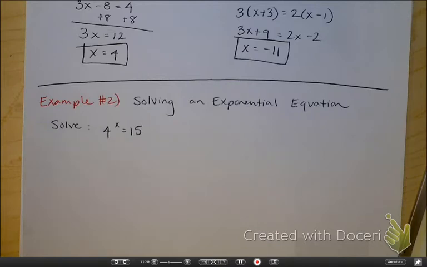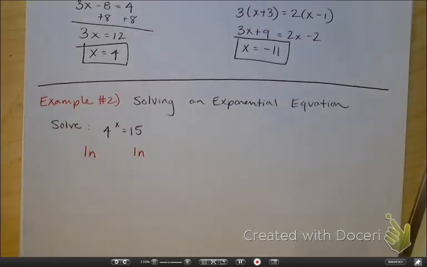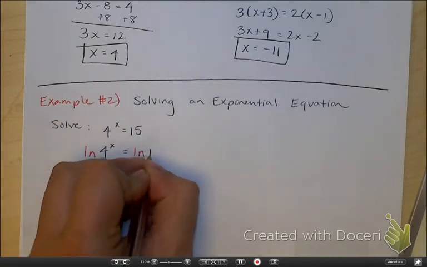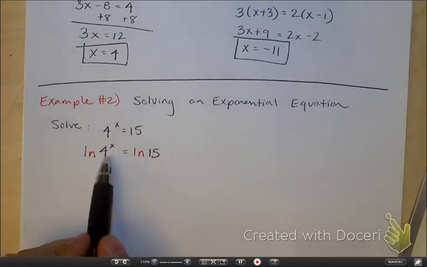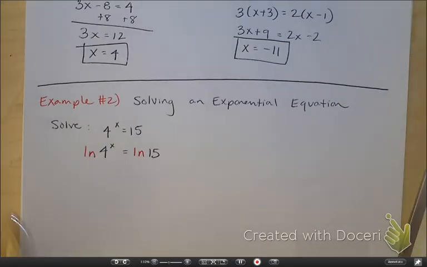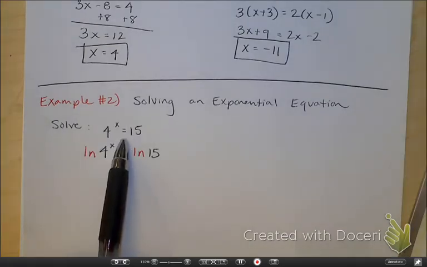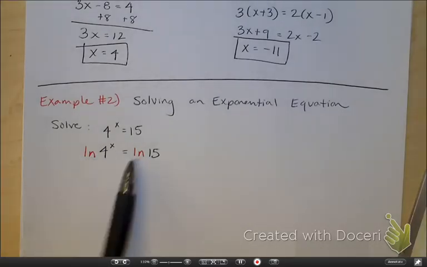In order to do that, we can literally write the natural log in front of both sides like this. So we have ln of 4 to the power of x equals ln of 15. Then we can use some of our properties of logarithms that we know about. Essentially, we'll go through the steps. Step 1 is to isolate the exponential expression. That was already isolated by having 4 to the x by itself. Step 2 is to take the natural logarithm of both sides. We just did that right here.